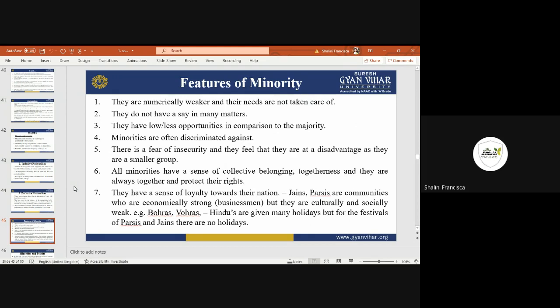Jains and Parsis are the communities who are economically strong, meaning these people are businessmen, but they are culturally and socially weak. Example, Bohras and Voras. Hindus are given many holidays, but for the festivals of Parsis and Jains, there are no holidays. So this is what we call minority suppression.